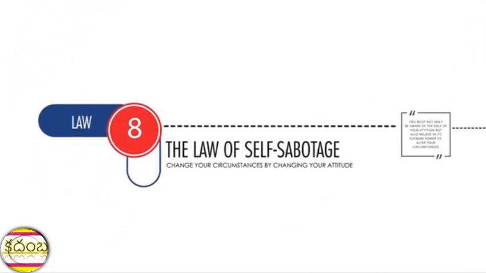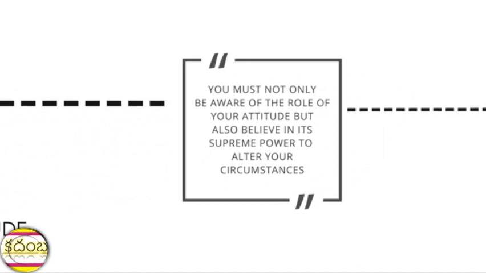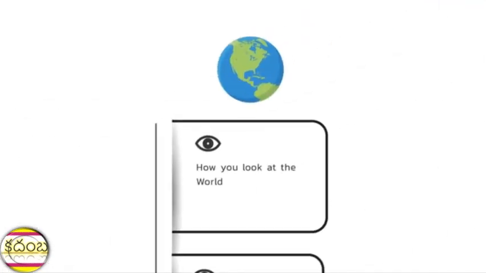Law 8, the law of self-sabotage. Change your circumstances by changing your attitude. You must not only be aware of the role of your attitude, but also believe in its supreme power to alter your circumstances. The way that you look at and interpret the world around you is what creates your attitude. If you see the negative in all situations and you are fearful, you will inadvertently create those situations that you fear the most. If you are afraid of failure, you won't try new things, which results ultimately in a failure to succeed in anything.